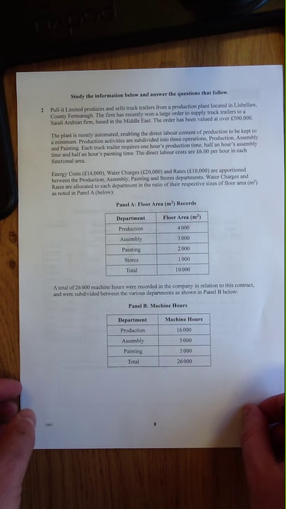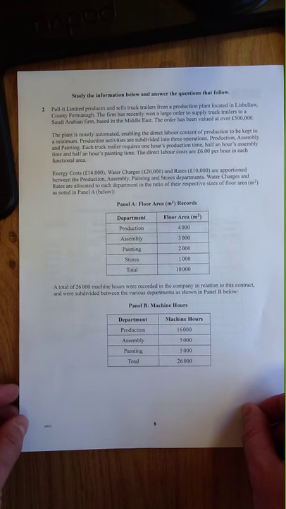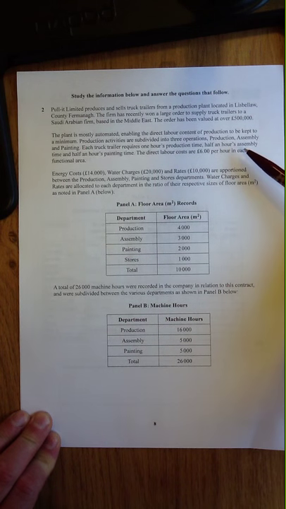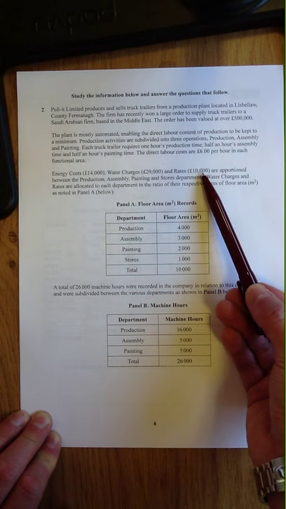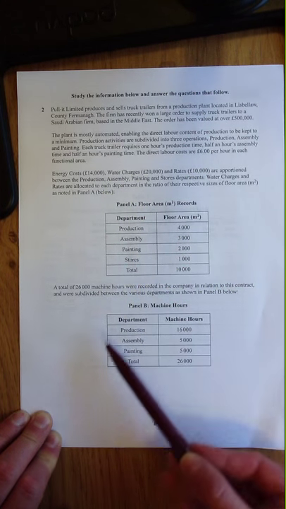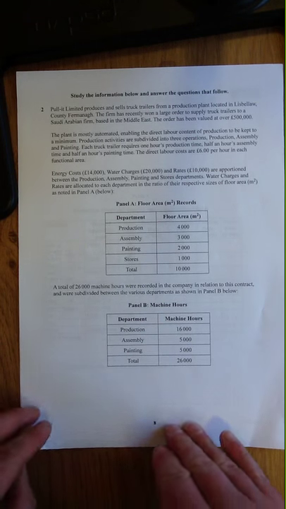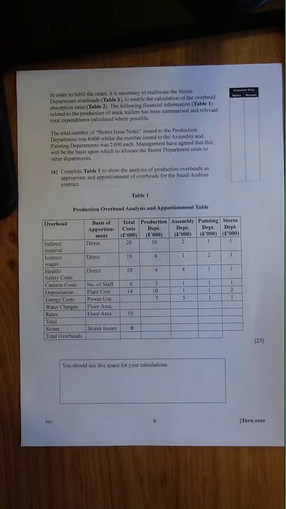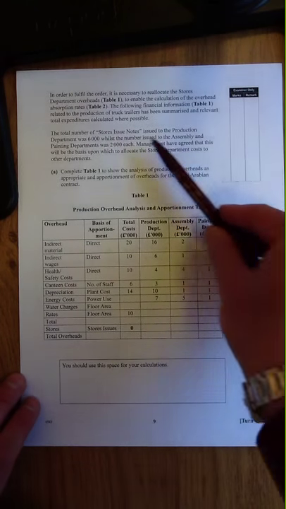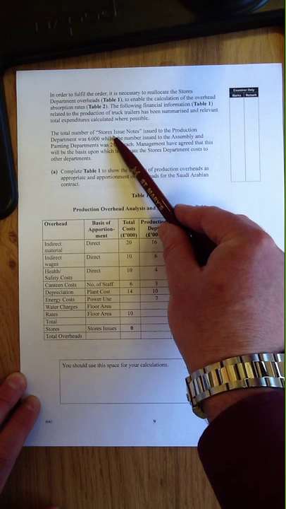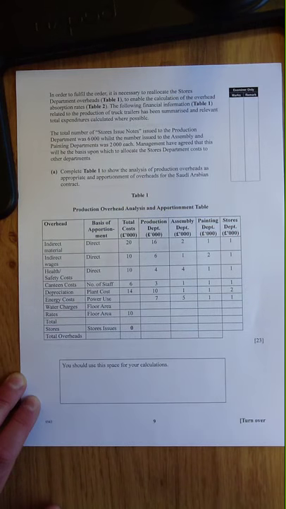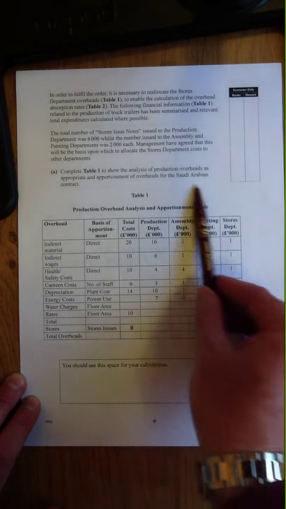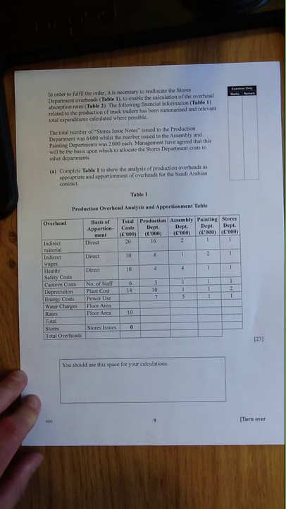So on the first page, question 2, page 8, you've got all the information about the business. It gives you information about what the business does, how many hours are used to make the product, and information about the energy costs, the water costs and the rates, and how they are to be divided up. It gives information about the machine hours within the business. Then it tells you that the storeroom is going to be closed down and redistributed using store issue notes, and it tells you how many store issue notes are given to each department. It gives you the table which you must complete.